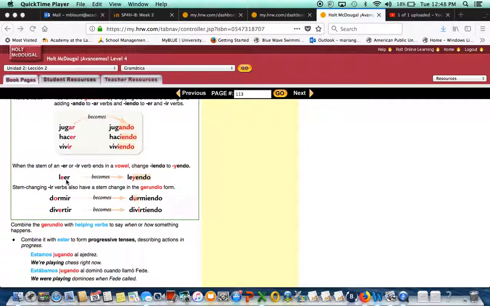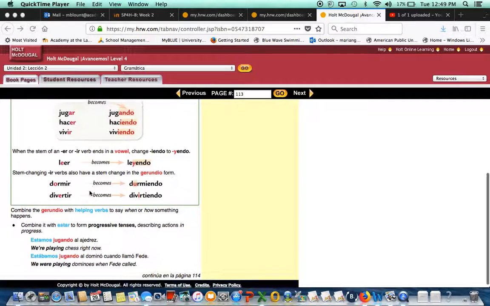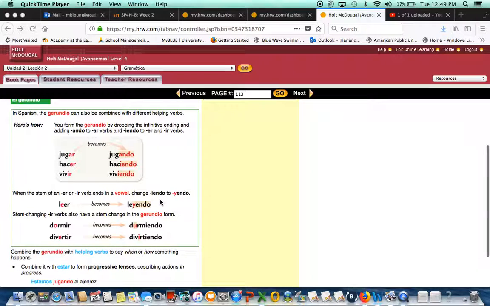Be careful with leer, because when you drop the ending of leer, the ending will be yendo. But in that case, you must replace the I with Y. So that will be leyendo, okay? No I, all right? That I becomes a Y, leyendo. And be careful with dormir, that O will become U, durmiendo, and divertir, that E will become I, divirtiendo, okay? Please, please, please remember all that, okay?